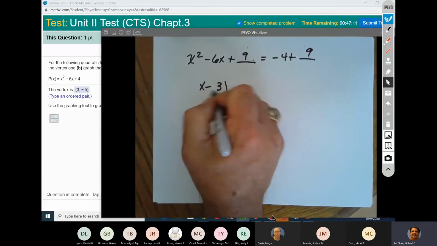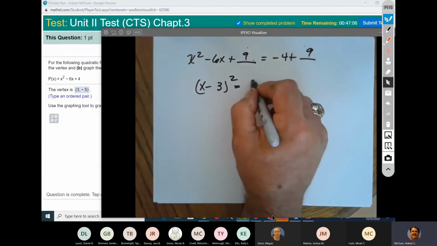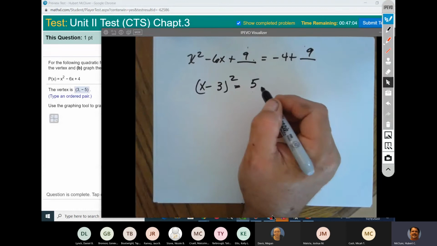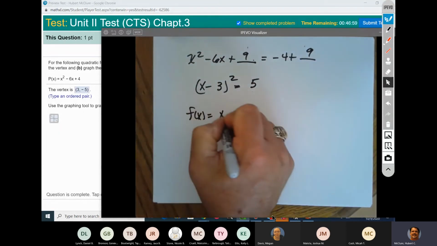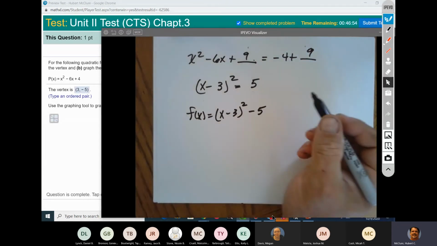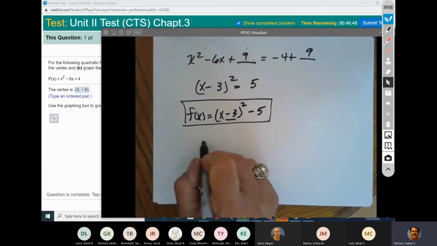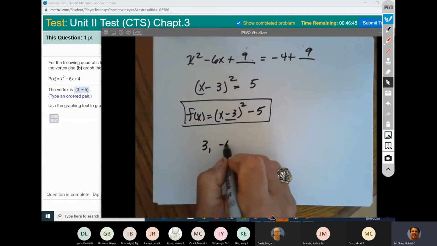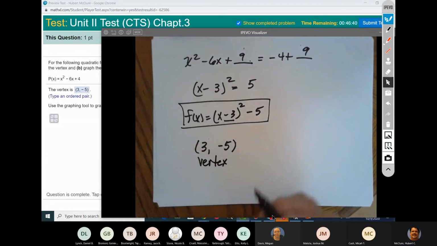X minus 3 quantity squared is equal to -4 plus 9 is 5. And take the square root. Well, f of x is equal to x minus 3 quantity squared minus 5. And that would be what they want. And then the vertex would be the opposite of this. And just bring that down. And that's it.